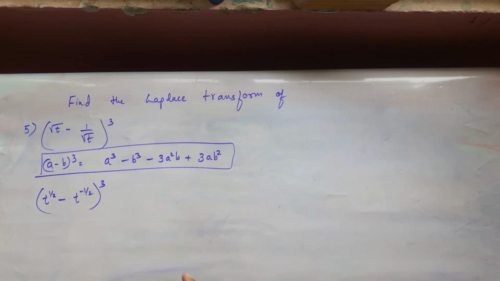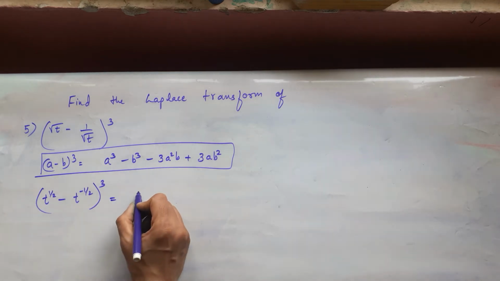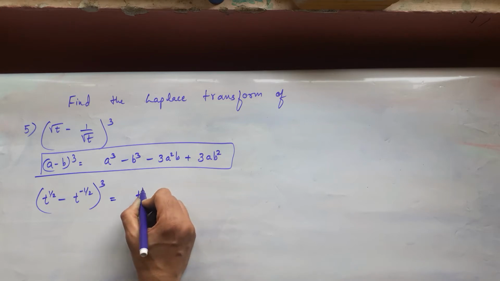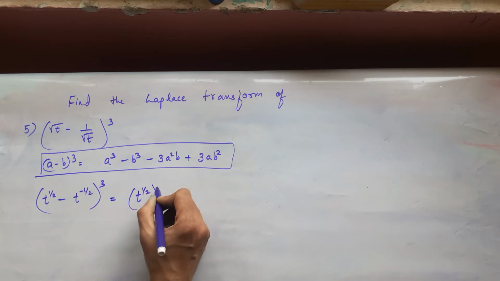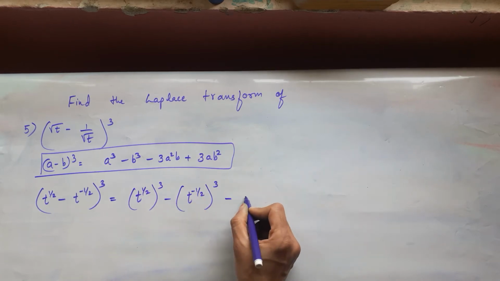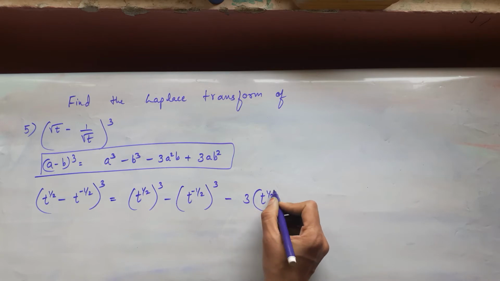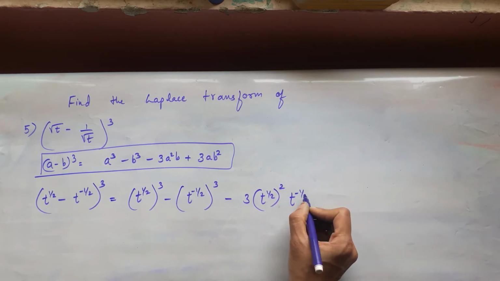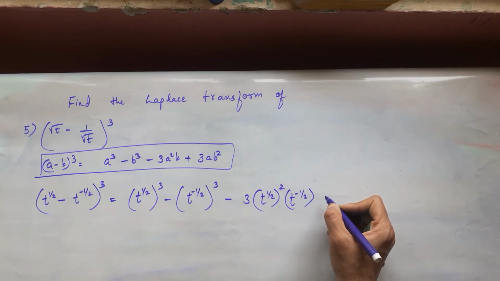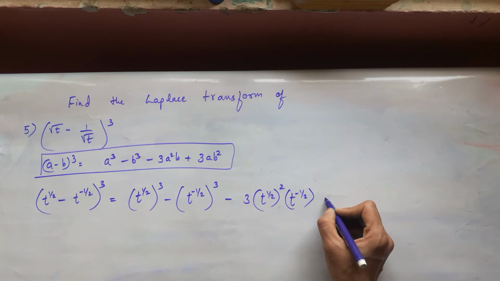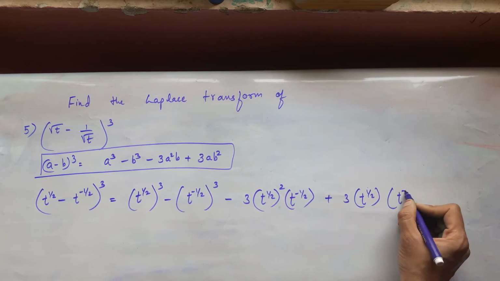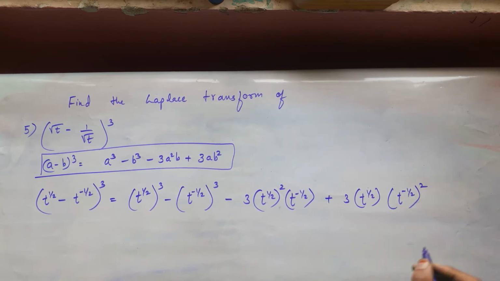Is it not? Now this is equal to a cube, which becomes (t raised to half) whole cube, minus (t to the power minus half) whole cube, minus 3 times (t raised to half) whole square into t raised to minus half, plus 3 into t raised to half into (t to the power minus half) whole square.